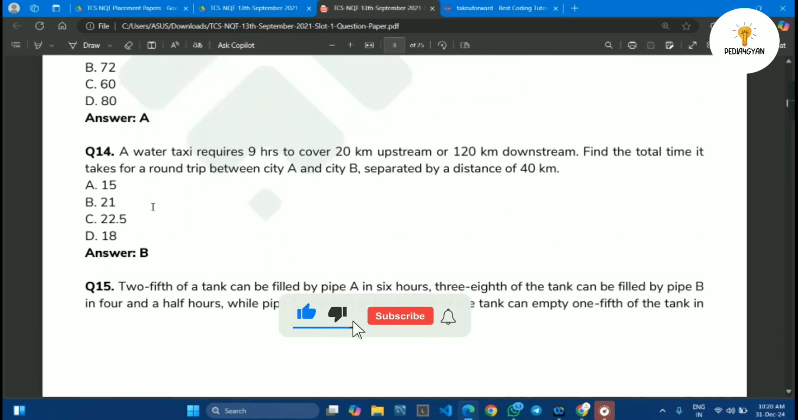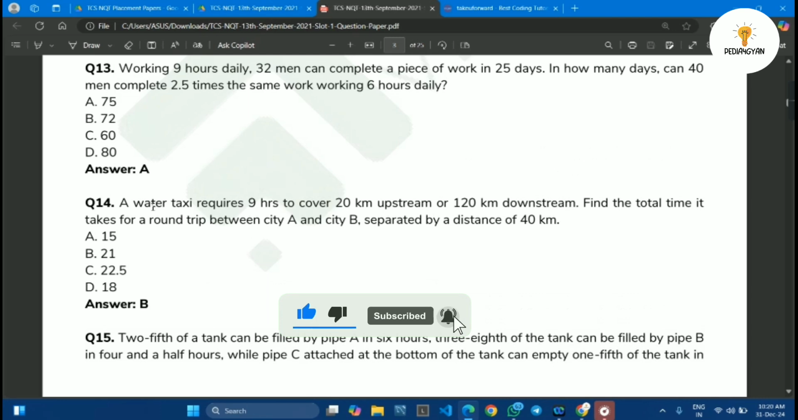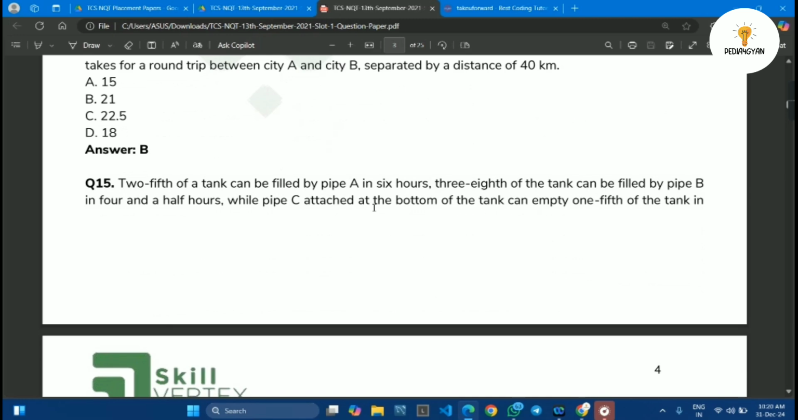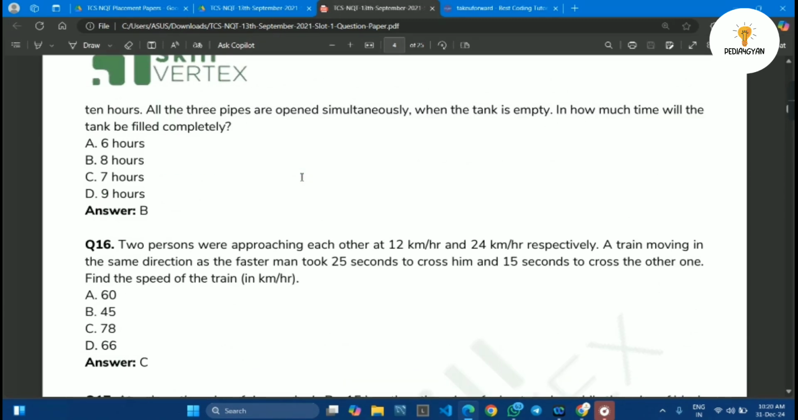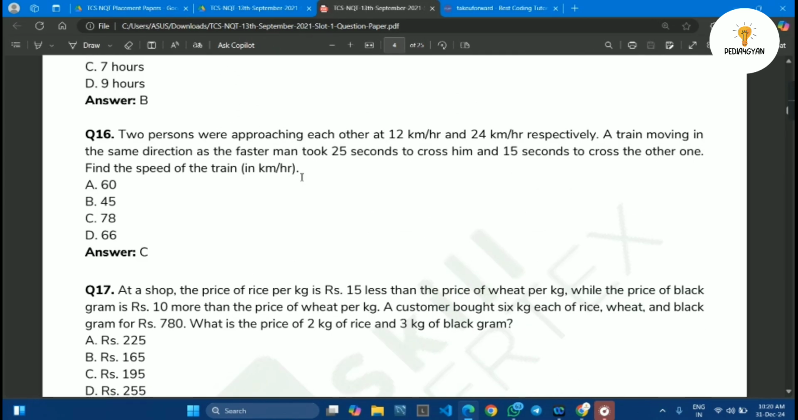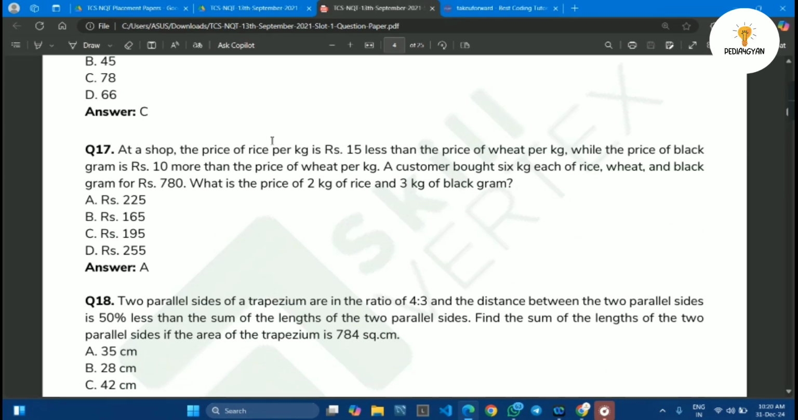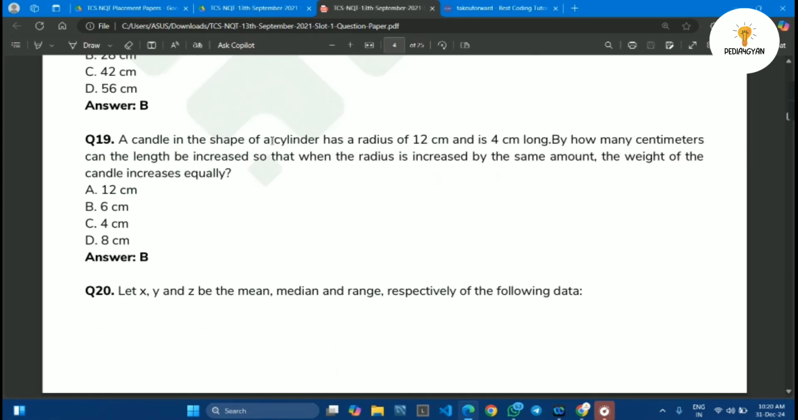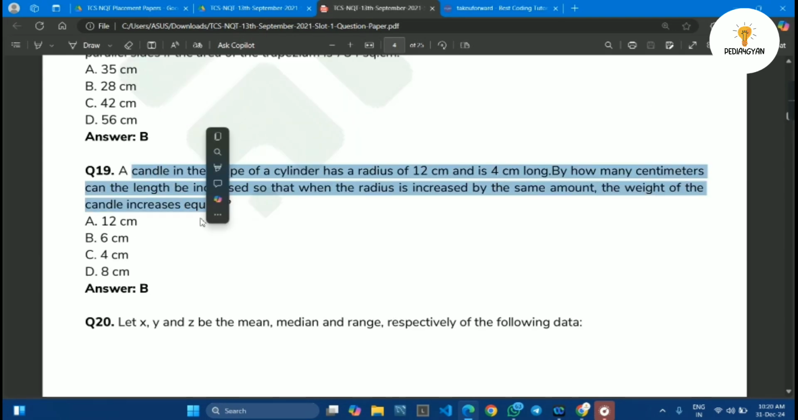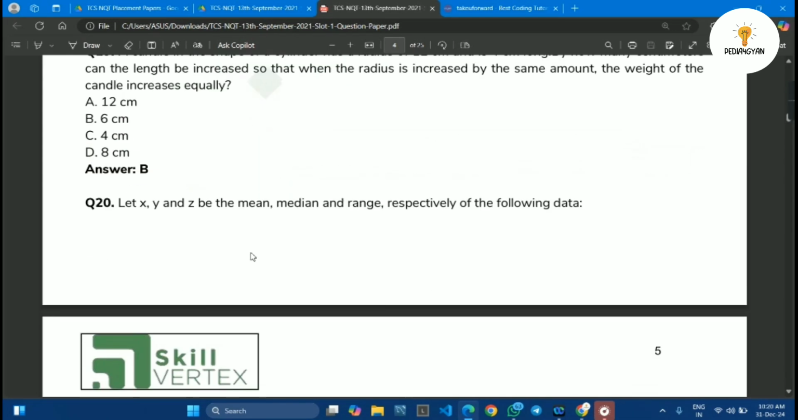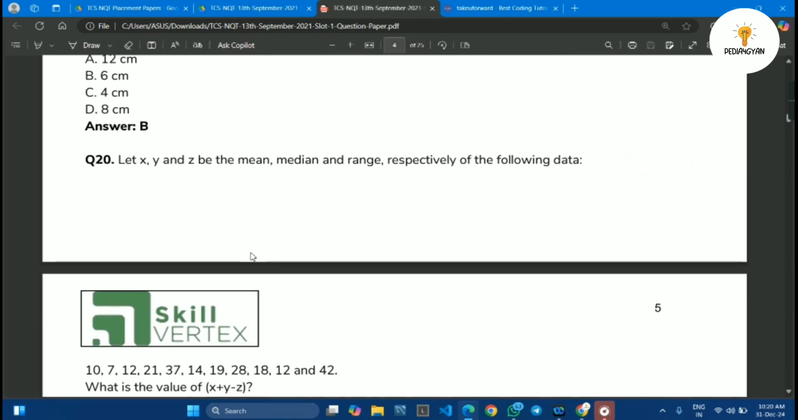You can imagine that these are the main question topics. You can see question 14 is from upstream and downstream. It is from time, distance, speed. Question 15 is a pipes and cistern question. This one is speed, distance, time. So these are the maximum topics you can see in the questions. One question is like a shape perimeter. There can be 1 or 2 questions from shape perimeters.